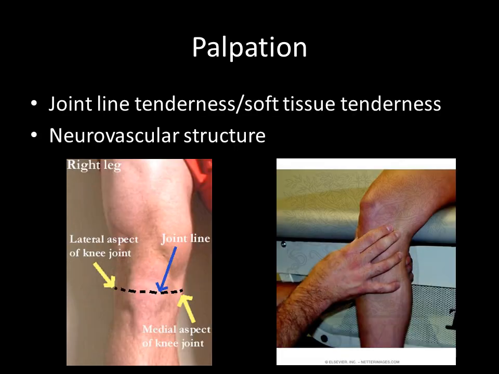On palpation, we have to feel the joint line tenderness, tenderness over soft tissue structures. We have to palpate the point of maximal tenderness, and we also have to feel for the neurovascular status of the limb.